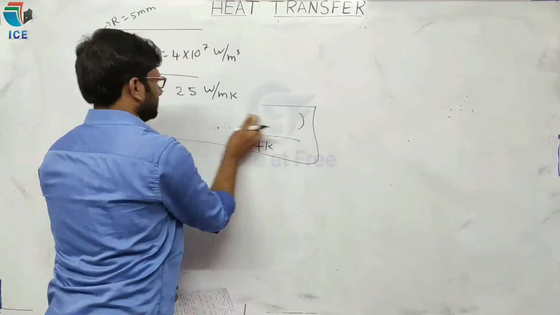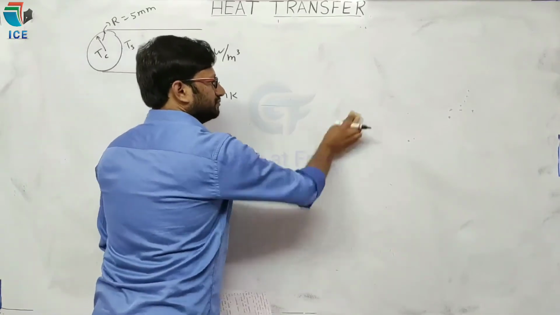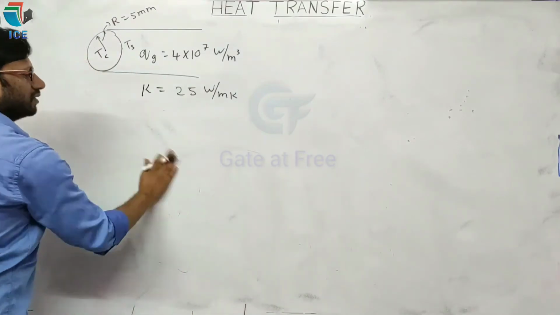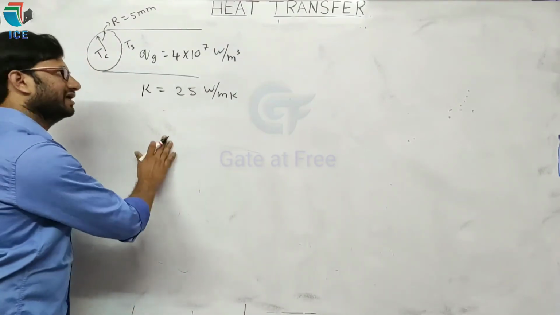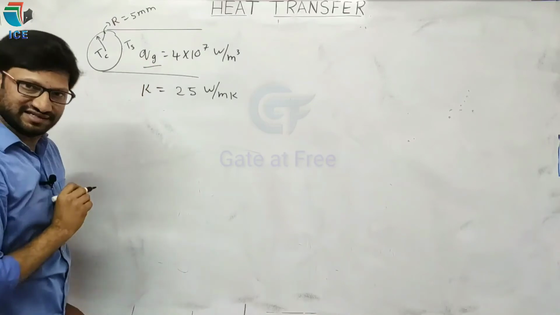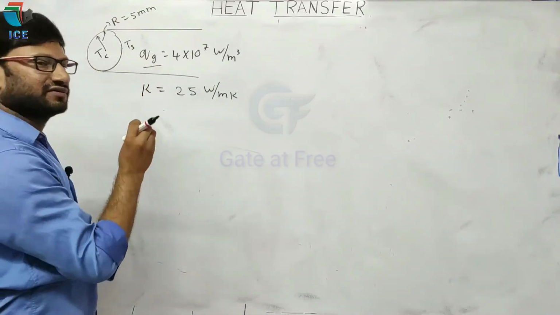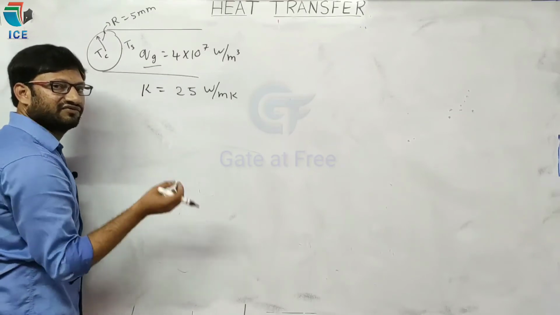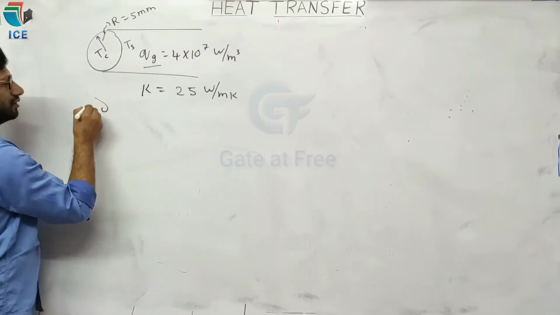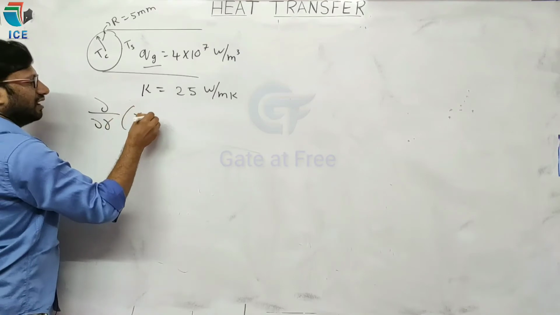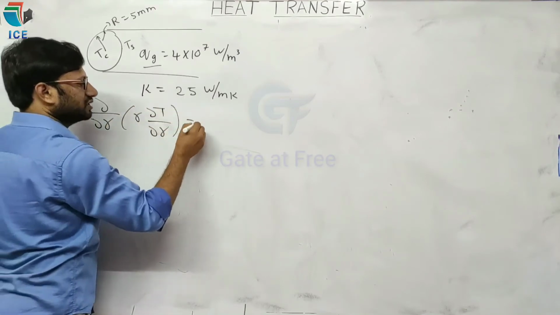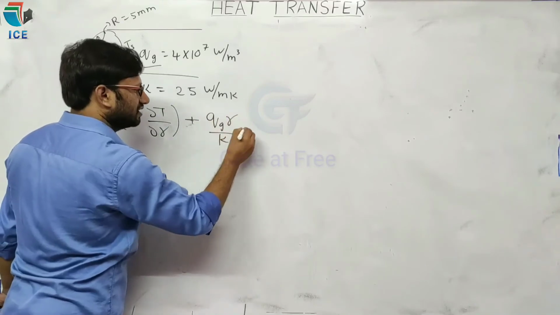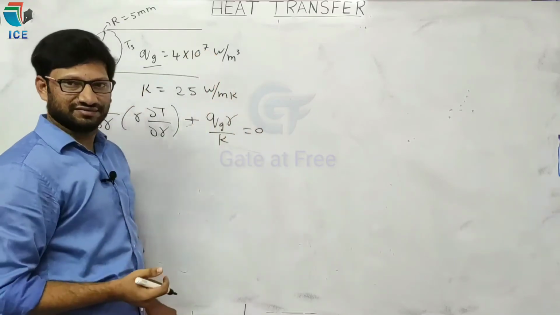Now we don't know the equation. Simply, what are the assumptions? Steady state, one dimensional, and there is heat generation. We know the fundamental equation for a cylinder. What is the fundamental equation for a cylinder? That is the differential equation of conduction in a cylinder. What is the formula? Dou by dou r into r dou T by dou r, plus Qg r by k equal to 0. This is the fundamental equation.